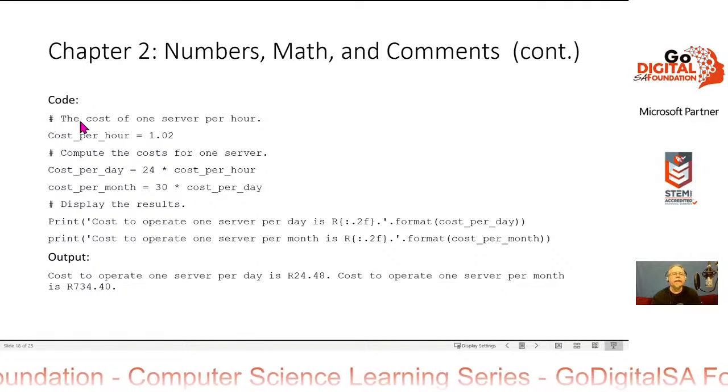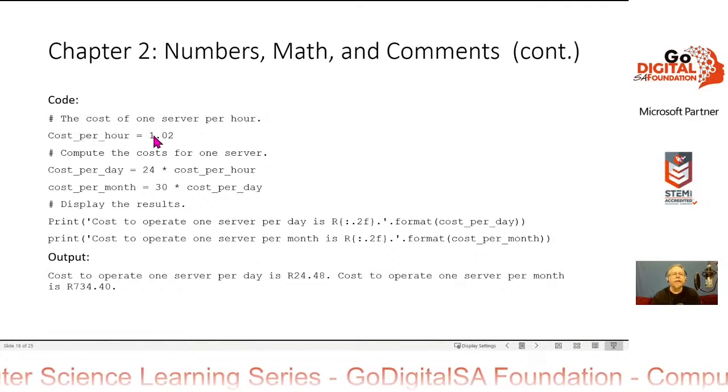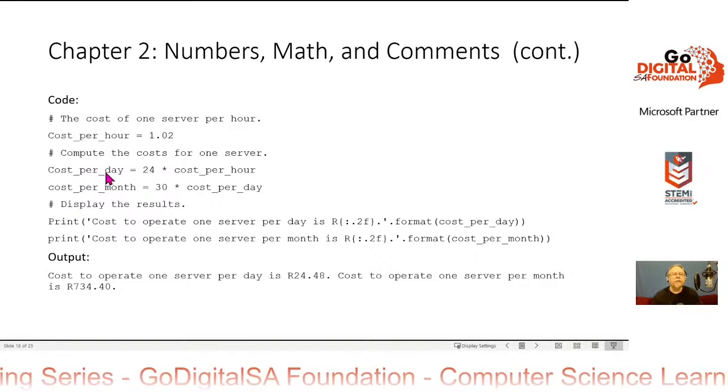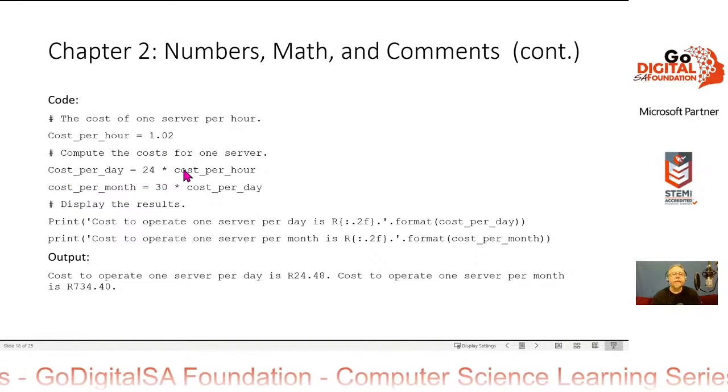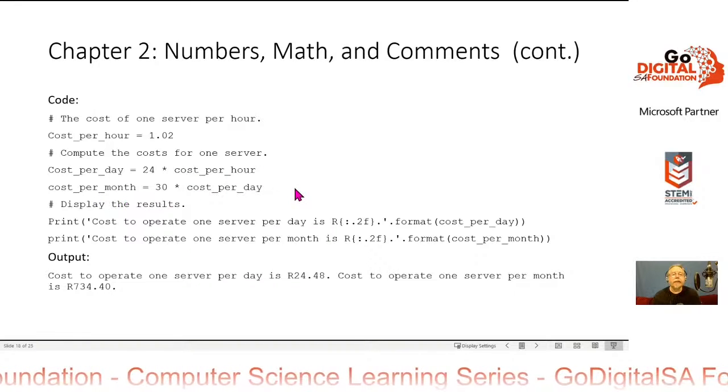Okay, so you see we're commenting on our code. We start by saying, comment, the cost of one server per hour. Cost per hour equals 1.02. Compute the costs for one server. Cost per day is 24 times cost per hour. Cost per month equals 30 times cost per day.